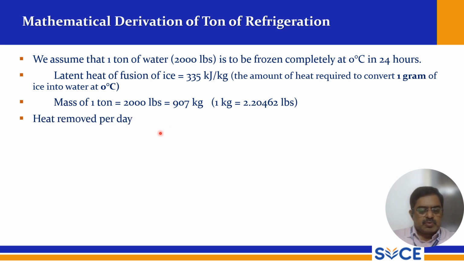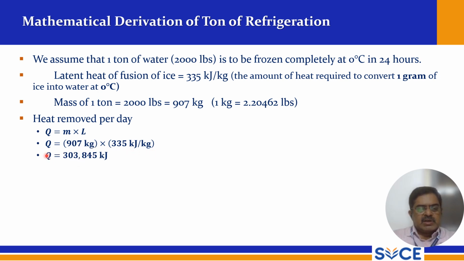So heat removed per day. Here the Q is the heat removed equal to mass into latent heat. So mass is equal to 2000 lbs or 907 kg. Let us take 907 kg, and latent heat of fusion 335 kilojoules per kg equal to 907 kg into 335 kilojoules per kg. It comes 303.845 kilojoules. So this is the heat removed per day.